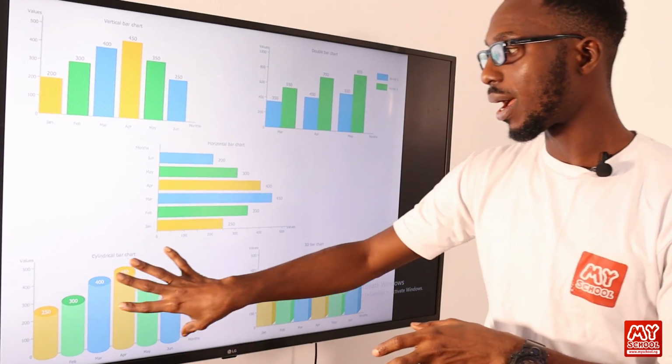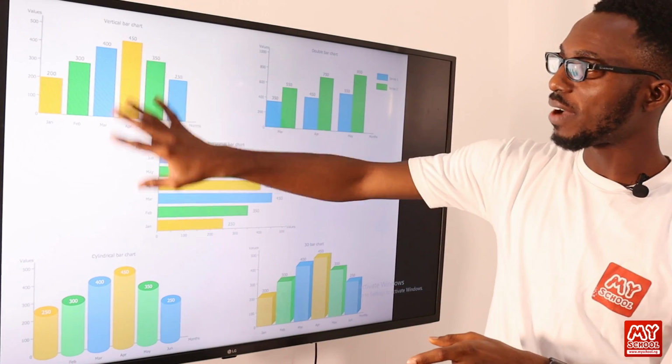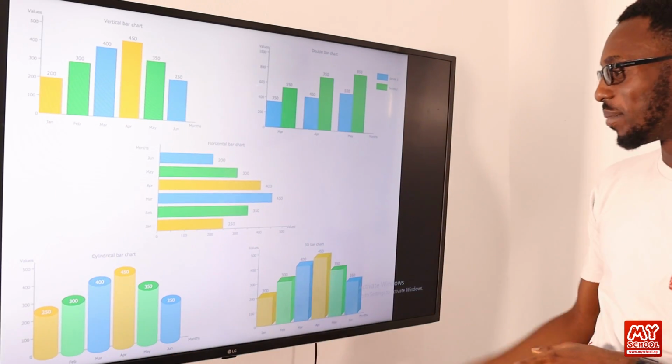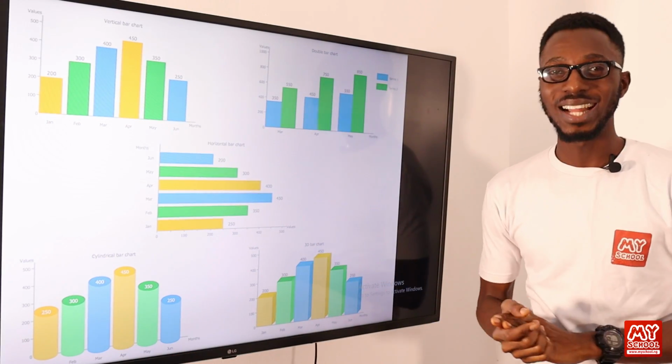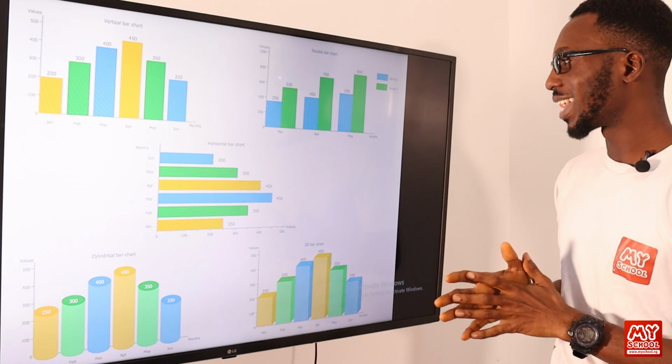You can see the cylindrical bar chart. These are improvements or variations on the expression. Instead of something rectangular, you have it in cylindrical form. Then you have this 3D bar chart. Of course, we still have some variations that we can look at on the next slide.